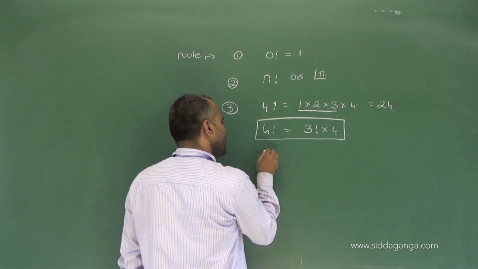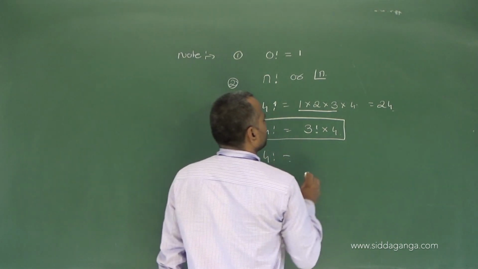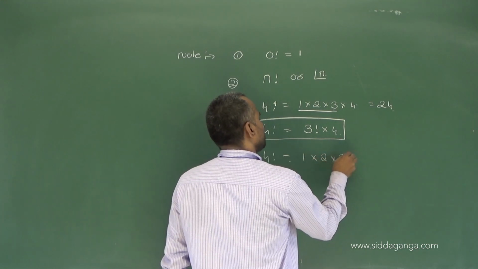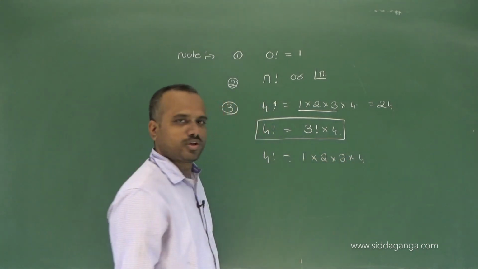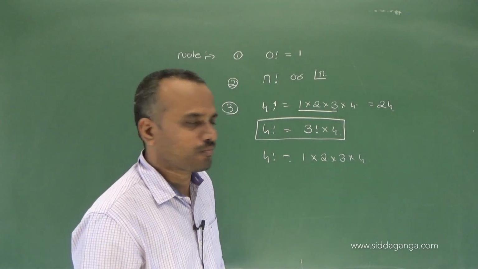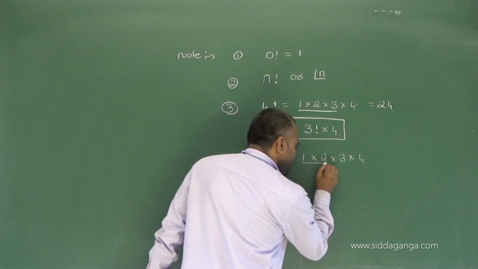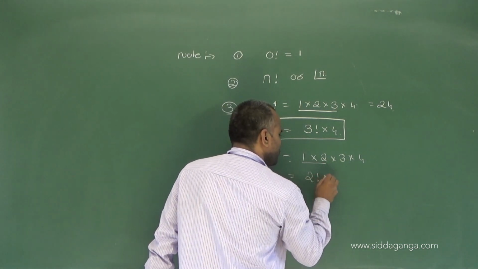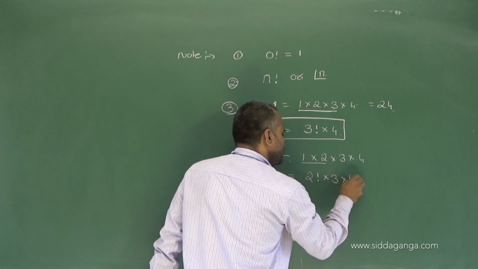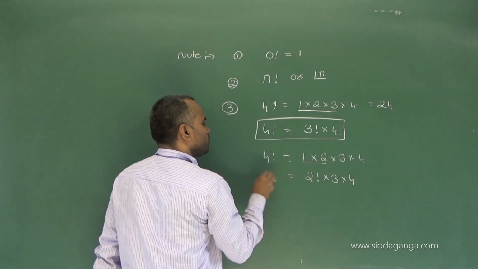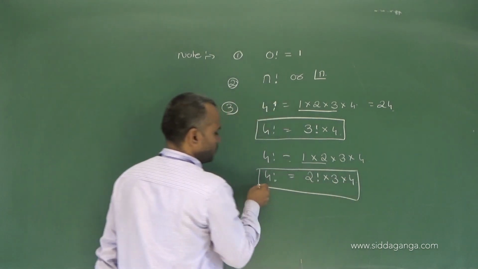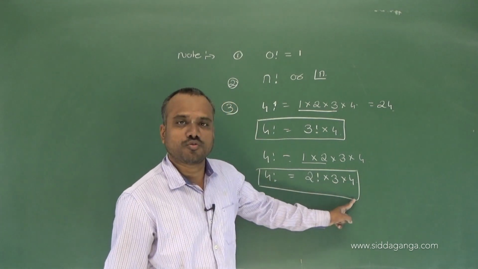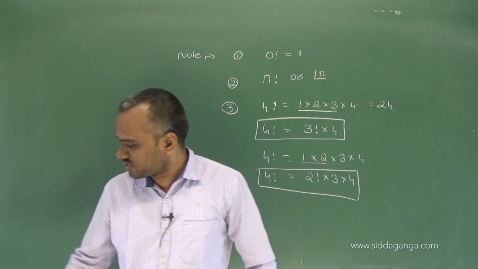Okay. Again 4 factorial. So 4 factorial is what? 1 into 2 into 3 into 4. So simply we write 1 into 2 as 2 factorial, into 3 into 4. 4 factorial we can write also as 2 factorial into 3 into 4. Correct?